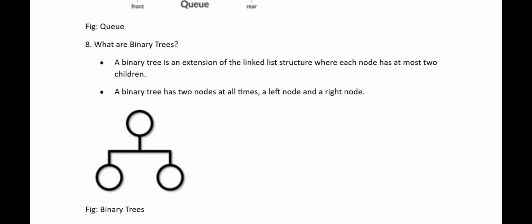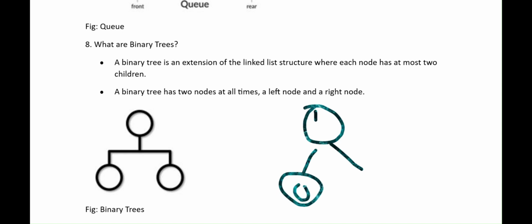What are binary trees? A binary tree is an extension of the linked list where each node has 2 children. Like this, each node will have 2 children.